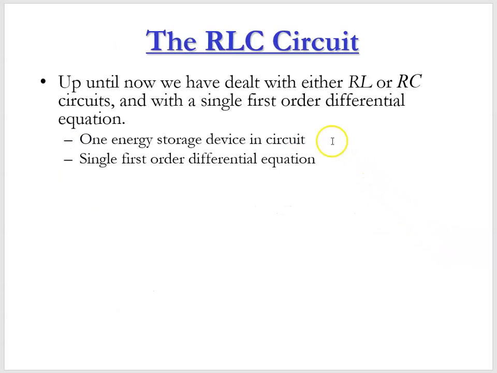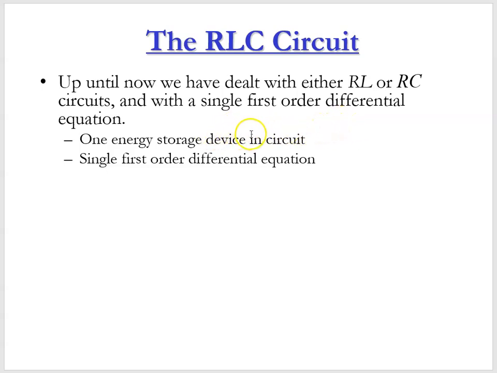So in our RLC circuit, we now have two energy sources. With our RL or RC circuits, we just had our first order differential equation, homogeneous if there was no forcing function.